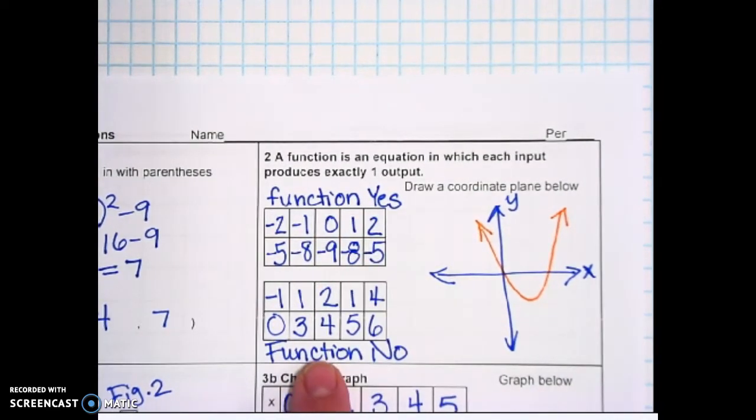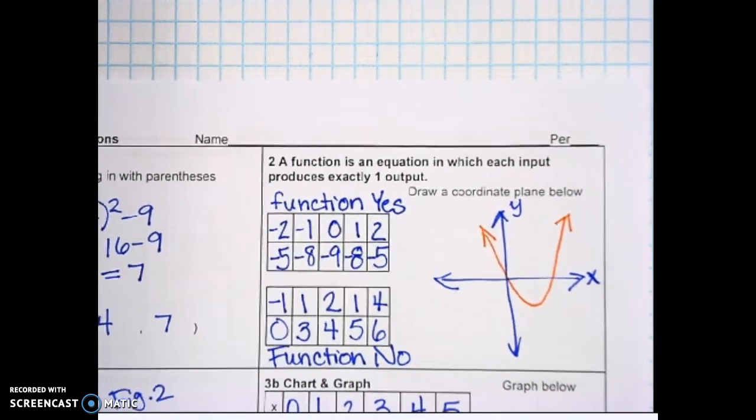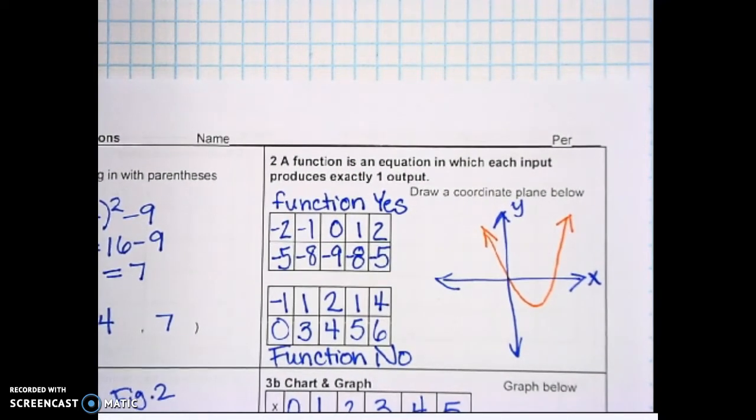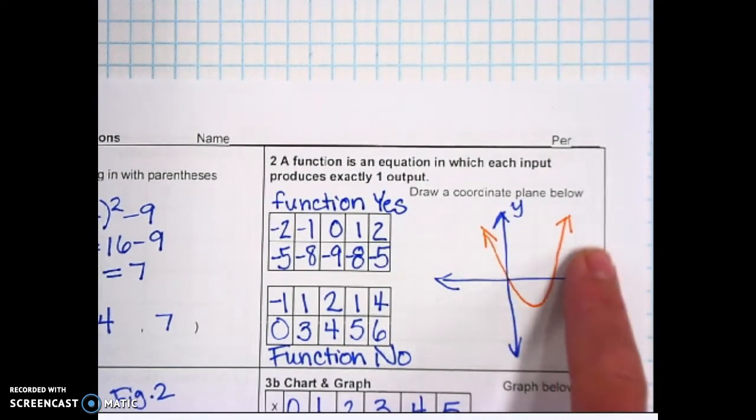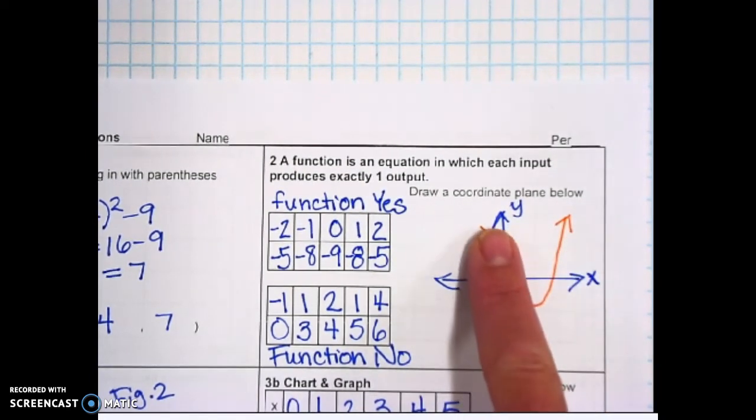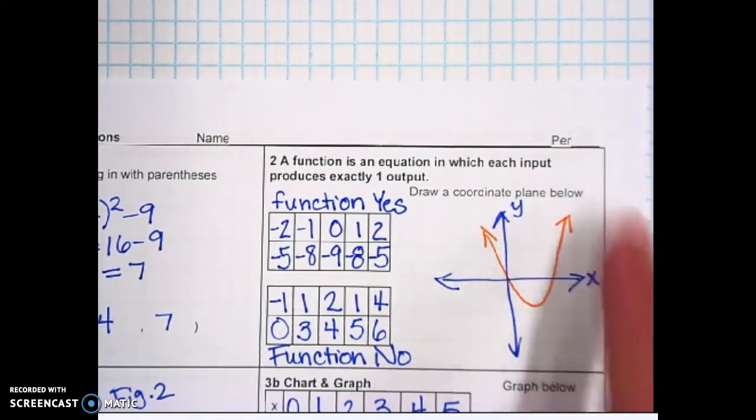But in the second box, you're going to notice that when you put in a 1, you get a 3, and when you put in a 1, you get a 5. That's like our soda machine kicking out a Pepsi and a Sprite. All right. On the right, I drew a picture of a graph that would be a function. That is a parabola, and yes, it is a function.